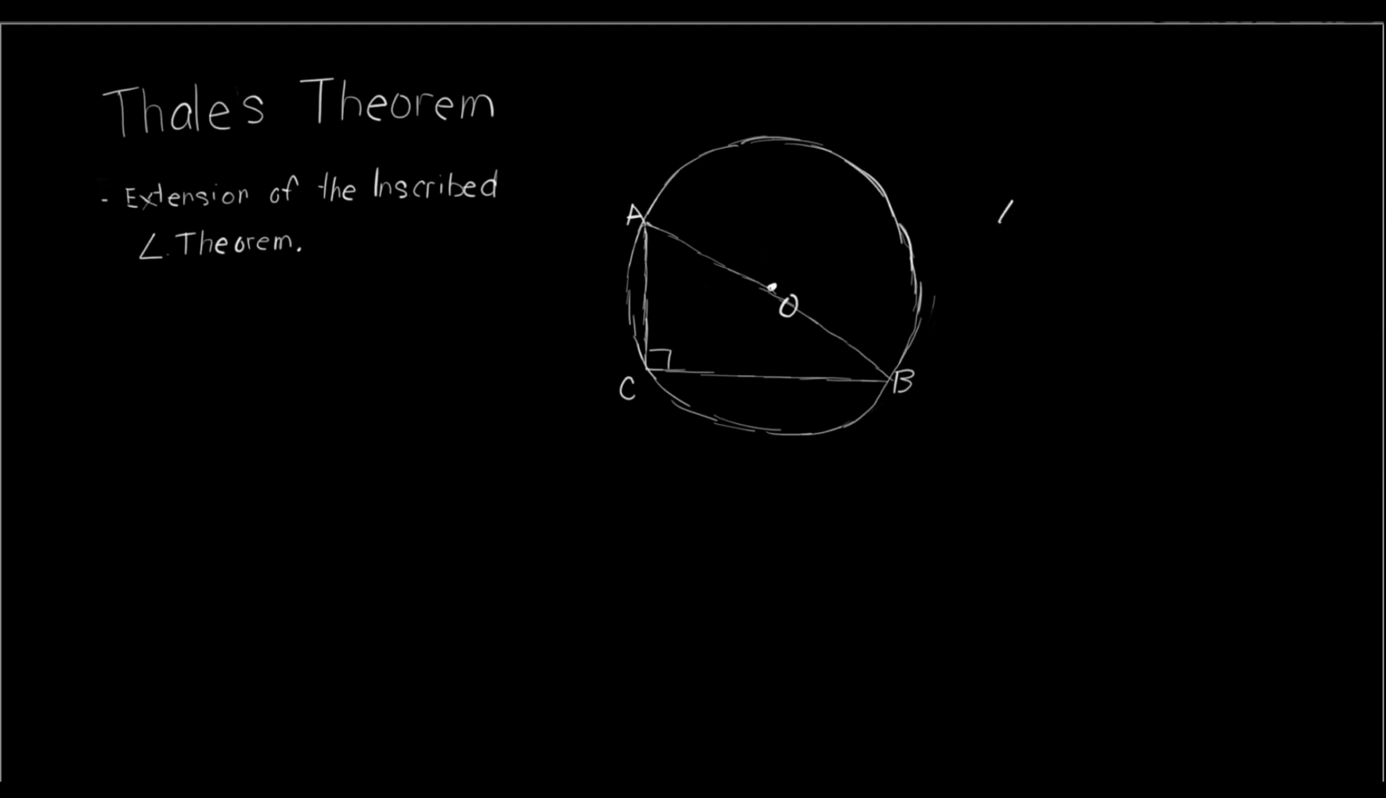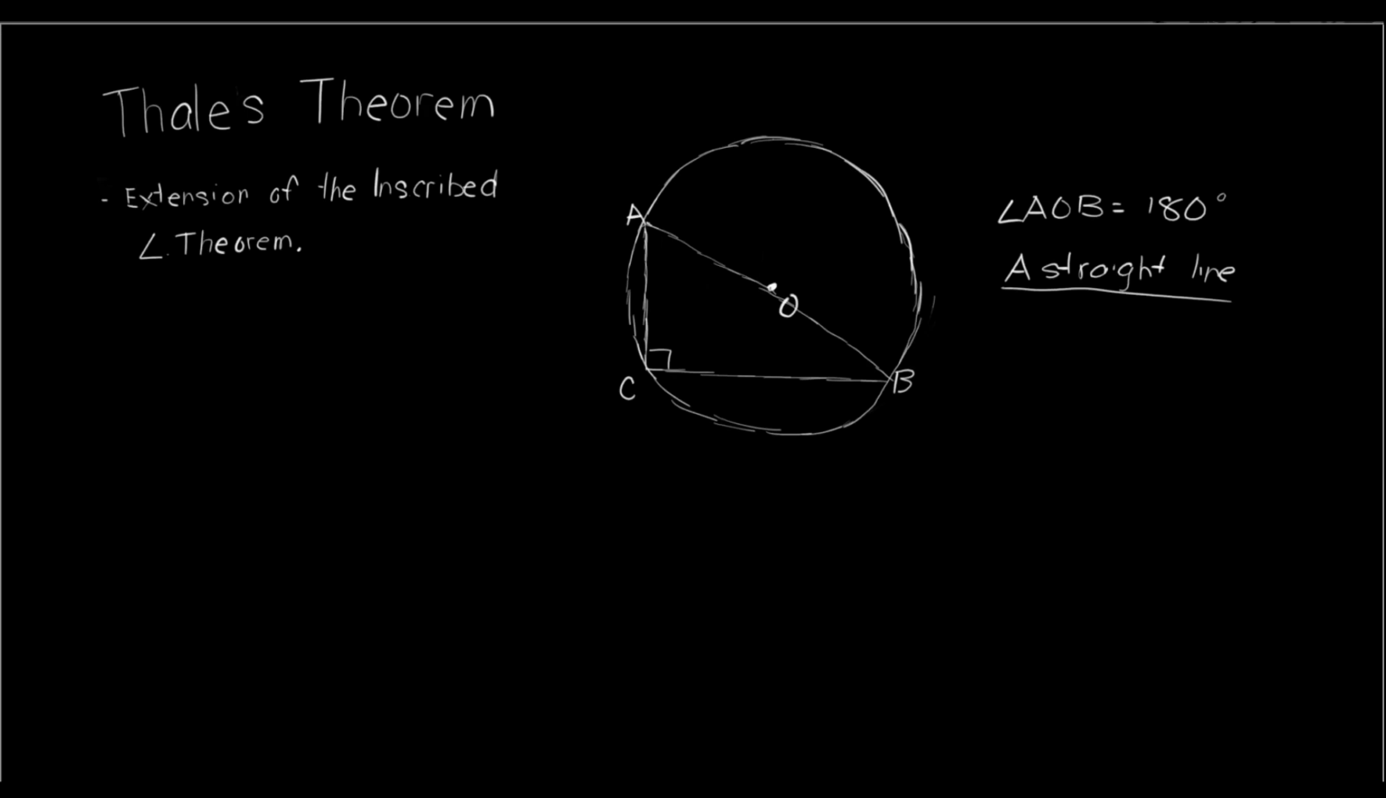But note, since angle AOB is 180 degrees, angle AOB is just really a straight line. And not only that, it's a straight line that goes through the center of the circle, which means it's also the diameter of our circle. So what does this mean?